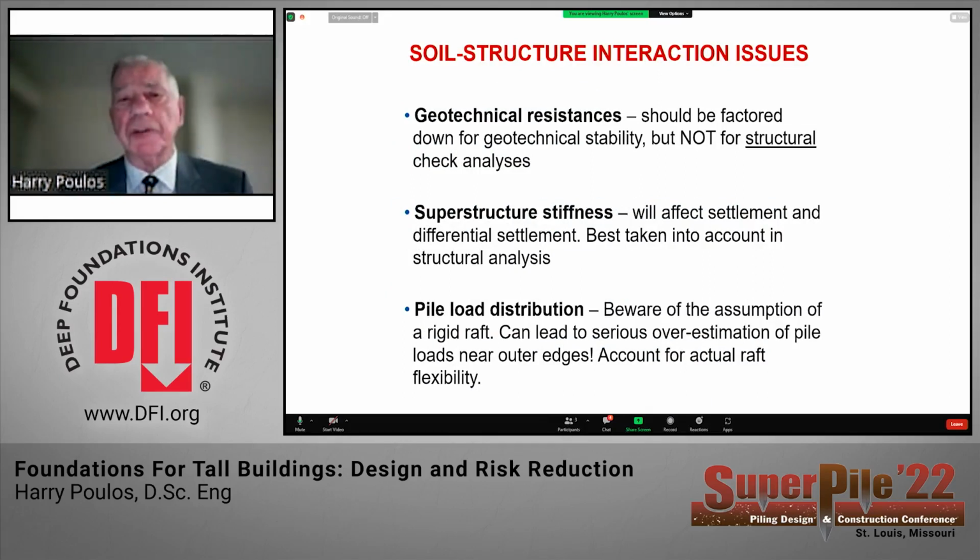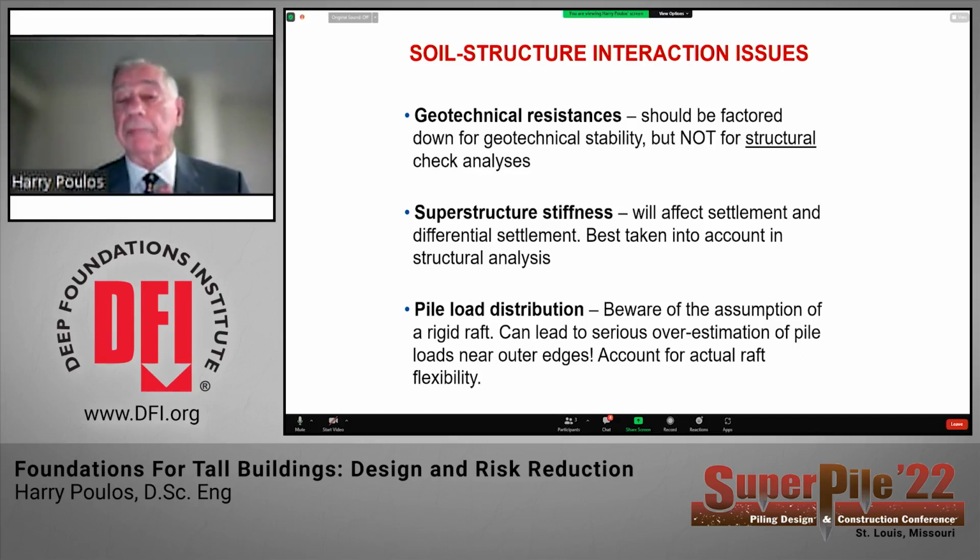In terms of soil structure interaction issues, when we do our analysis for geotechnical resistances, we factor down the capacity, the shaft and end-bearing capacities, but we don't factor down the pile capacities when we're doing structural checks, because that would artificially limit the load that could be induced into the pile itself. In terms of the superstructure stiffness, that will affect the settlement and will be beneficial to the differential settlement, and that's best taken into account in the structural analysis, as I'll mention in the next slide.